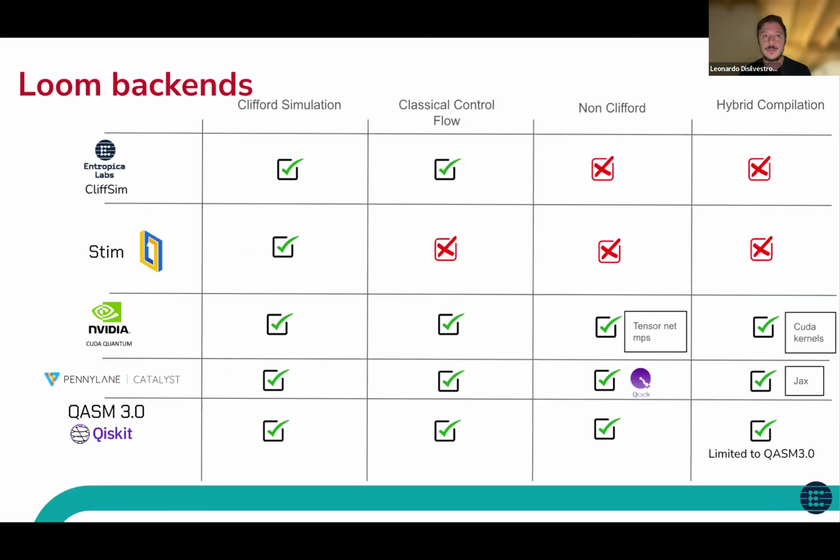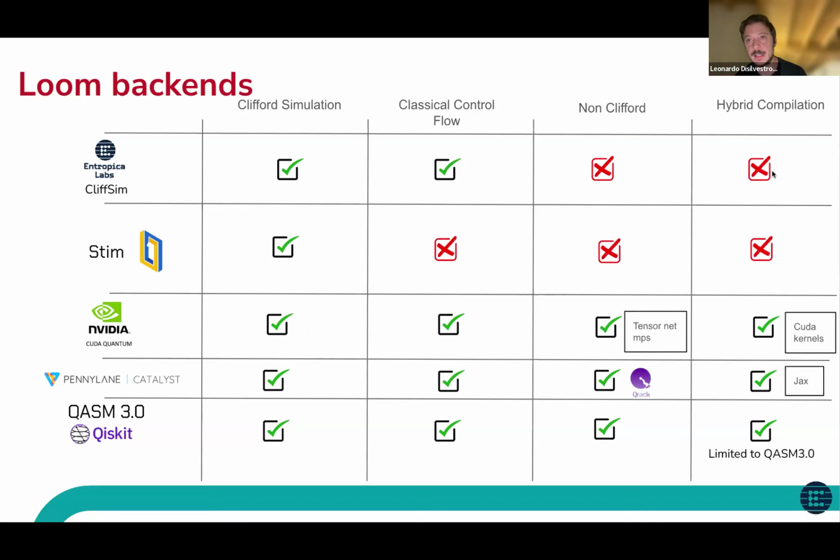So very quickly, a bird's eye view on all of this. All of these backends support Clifford simulations. Some of them support classical control flow. Classical control flow will be if statements. So the basic ones will be: if my measurement outcome for this physical qubit is 0, do something, or do something else otherwise. Non-Clifford simulations are only supported by the lower three. So NVIDIA, PennyLane, Catalyst through QIR, and QASM.